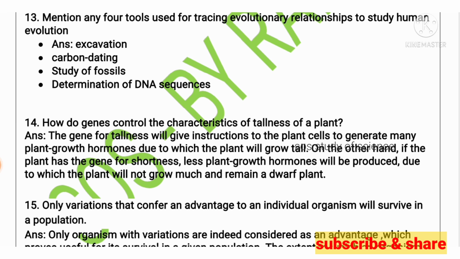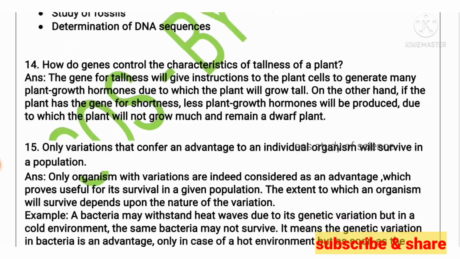Why? It is because the genes for tallness will give instruction to the plant cells to generate more plant growth hormones, due to which the plant will grow tall. On the other hand, if the plant has the gene for shortness, less plant growth hormone will be produced, because we are focusing on tallness here. So the plant will not grow much and will remain a dwarf plant. Hope you understand. How genes control characters is a very important topic. You must know it. So moving to the next question.